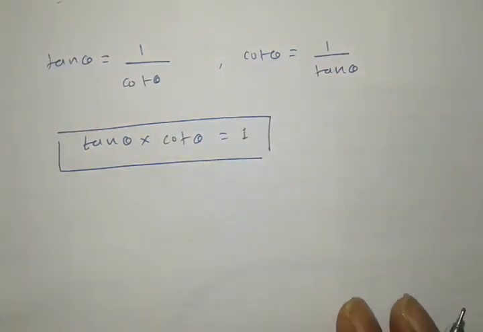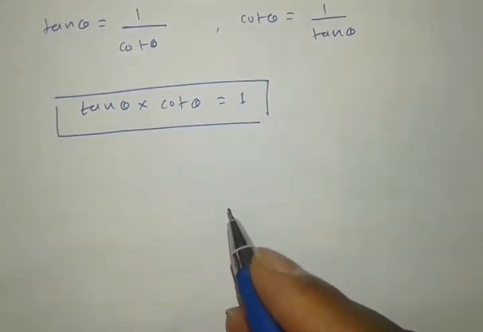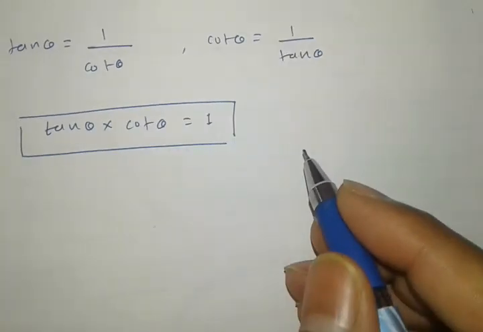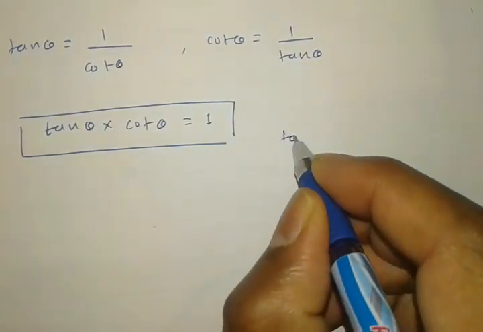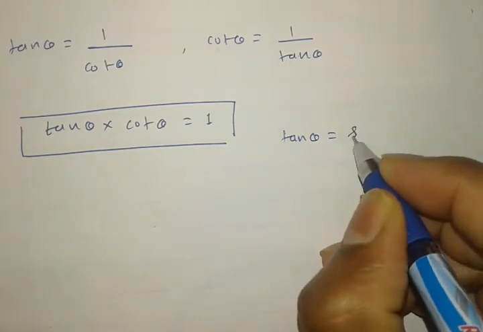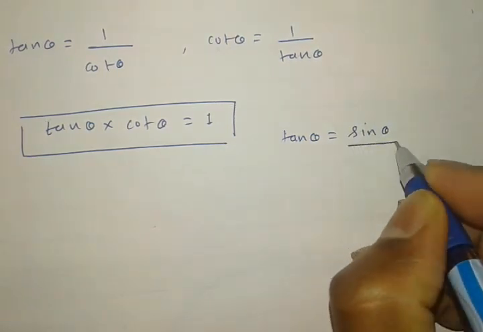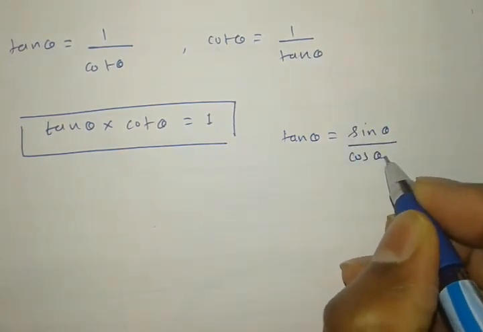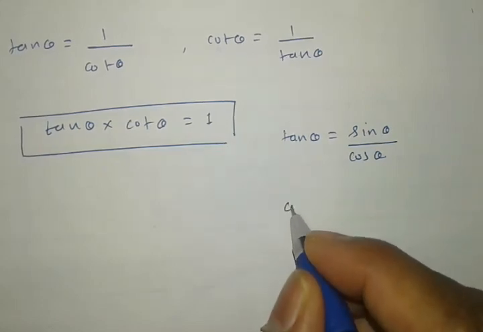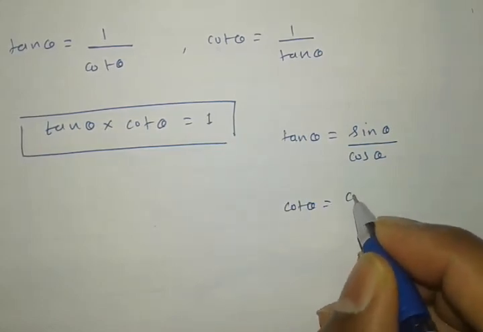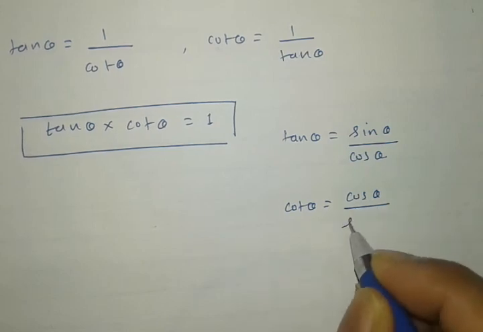So there are some interrelations between the trigonometric ratios, and that is very important. As well, two more formulas are there. What are they? Tan theta is also equal to sin theta upon cos theta, and cot theta is equal to cos theta upon sin theta.